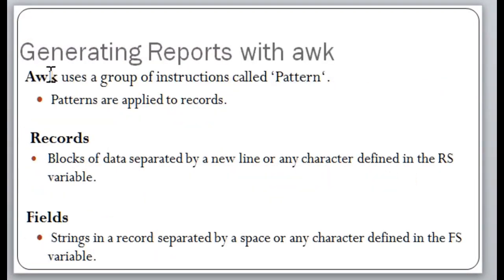So let's talk about generating reports with the awk command. Awk uses a group of instructions called patterns, and patterns are applied to records. Records are blocks of data separated by a new line or any character defined in the RS variable. Fields are strings in a record separated by space or any other character defined in the FS variable.